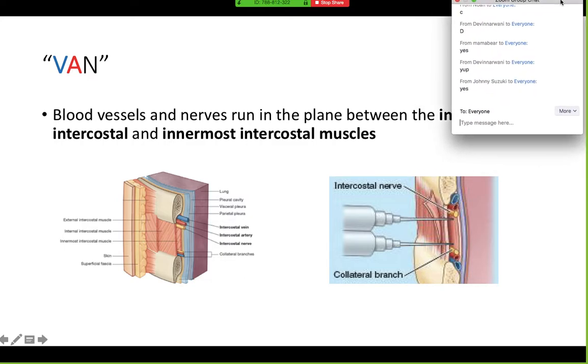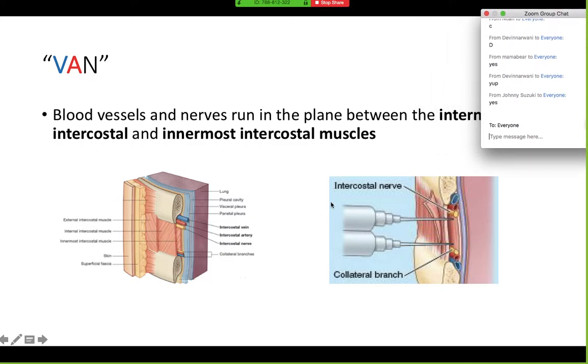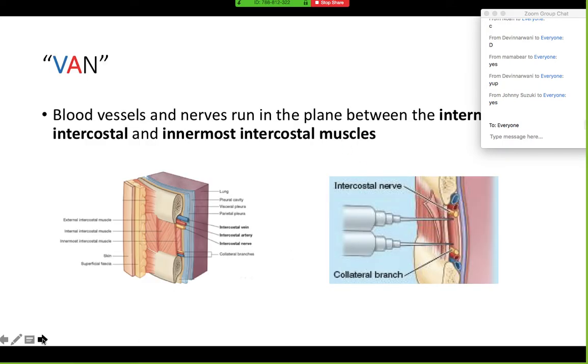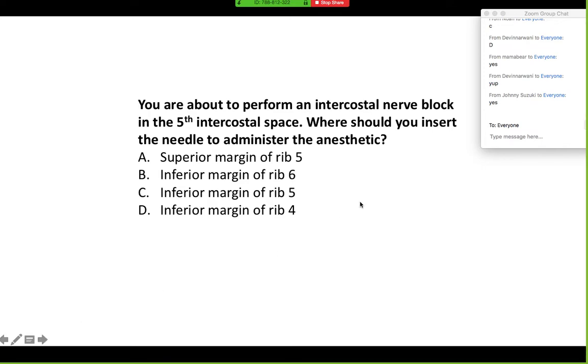So very, very important slide. That's because you need to know that this neurovascular bundle is on the inferior margin of the rib, and the mnemonic we use is VAN. I think it's pretty much always going to appear in this order. So vein, artery, and nerve. And I didn't explain the needle because I want to do that with this practice question.